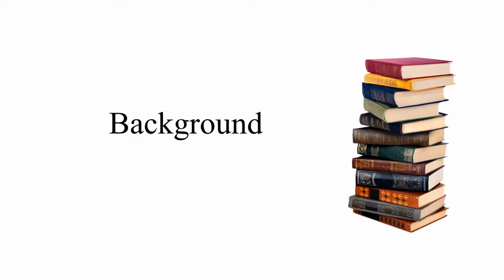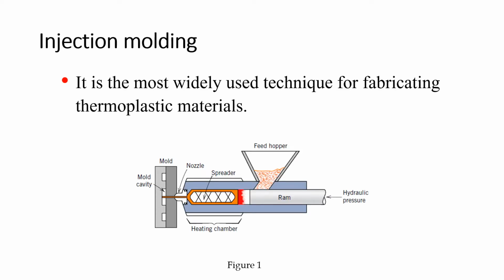Background: injection molding. A schematic cross-section of the apparatus used is illustrated in Figure 1. The correct amount of pelletized material is fed from a feed hopper into a cylinder by the motion of a plunger or ram. The material is pushed forward into a heating chamber to melt and form a viscous liquid.